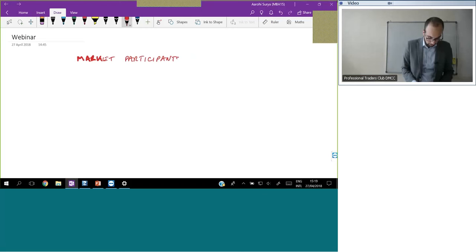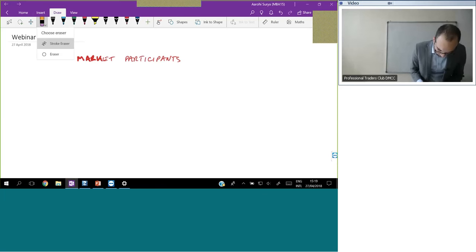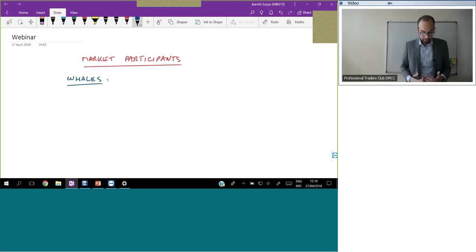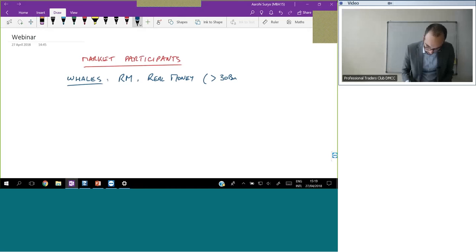The number one, we have the leaders. We call those leaders the whales in the market. Imagine watching the sea full of fish, and the biggest one of them will obviously be the one who will give the tone to the waves in the sea. So the whales are what we call in the industry the RM. The RM are actually real money players. These type of people are big enough because they operate with more than $30 billion of assets under management.